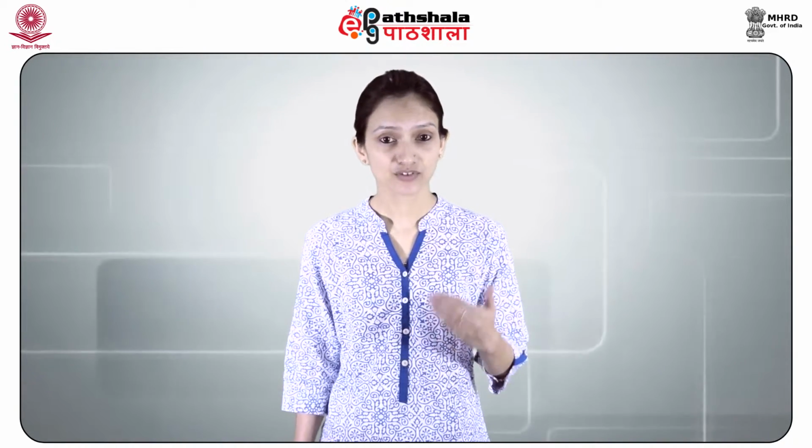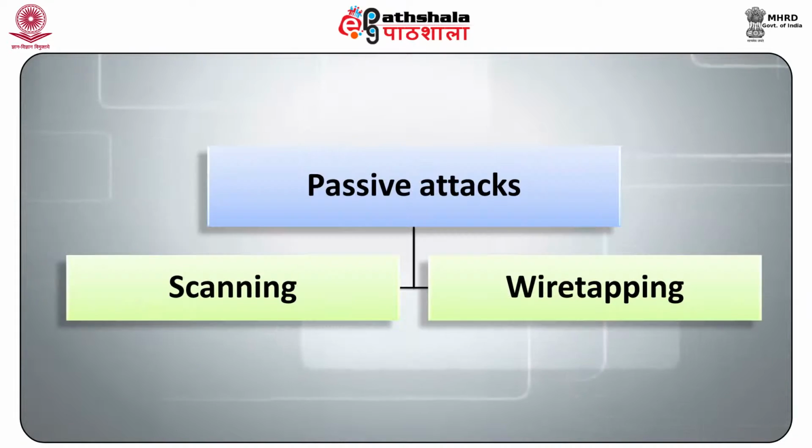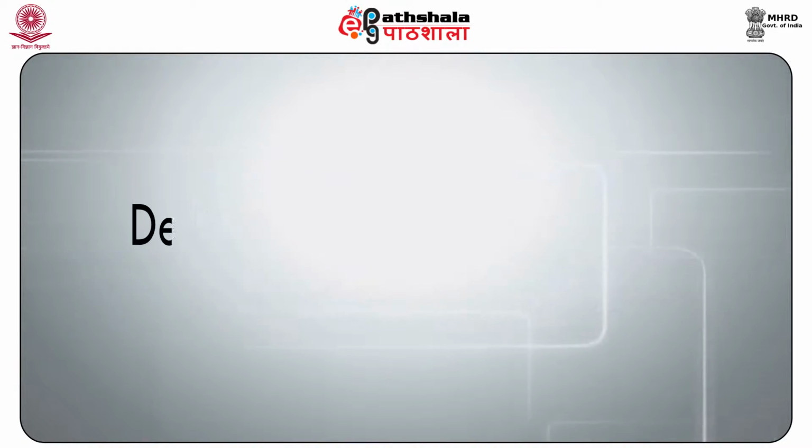Now, the attacks on computer systems. First, active attacks. Here, the attacker not only monitors but also takes part in ongoing activities. Examples are denial of service attacks like DOS, spoofing, network-related attacks, and buffer overflow or string manipulation attacks. Second is passive attacks. Here, the attacker only monitors the transaction, but doesn't try to breach the security. For example, scanning and wiretapping.